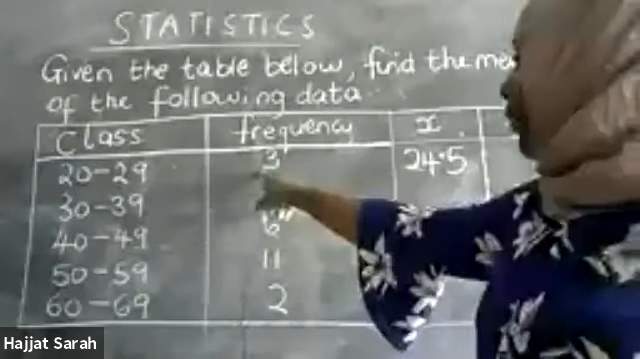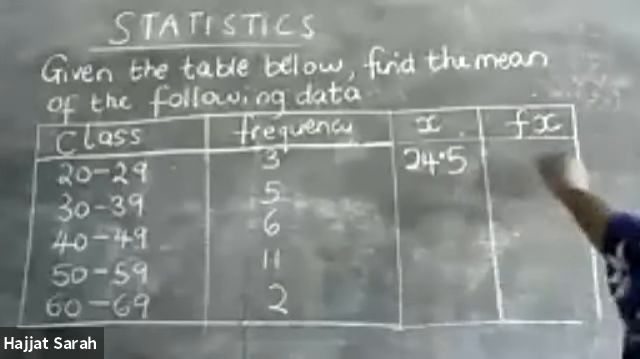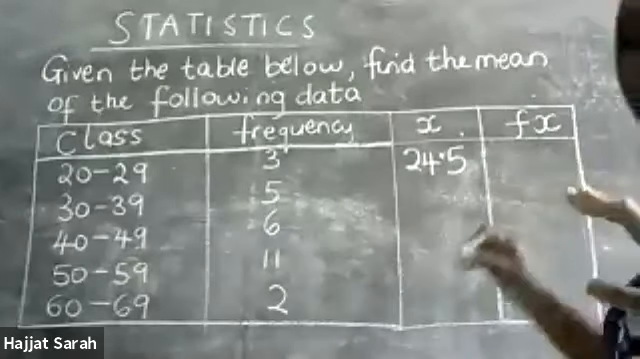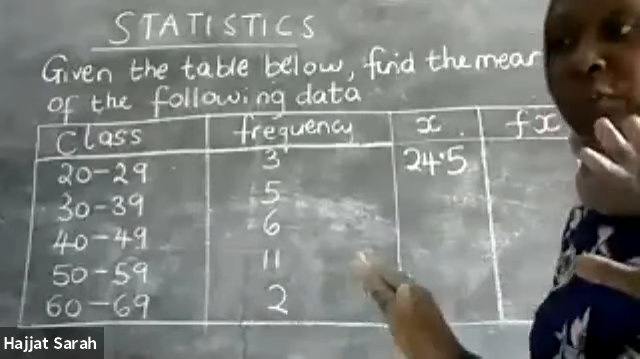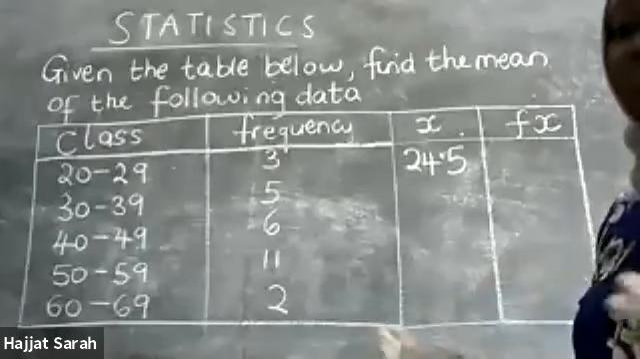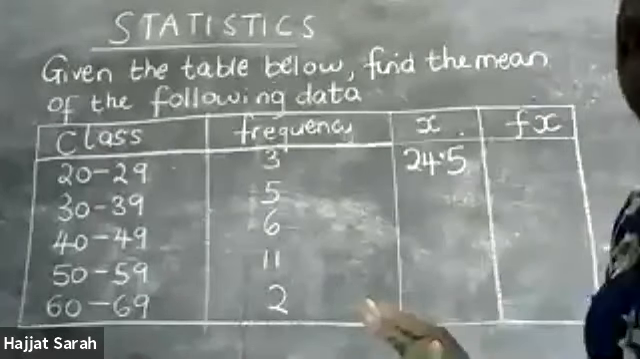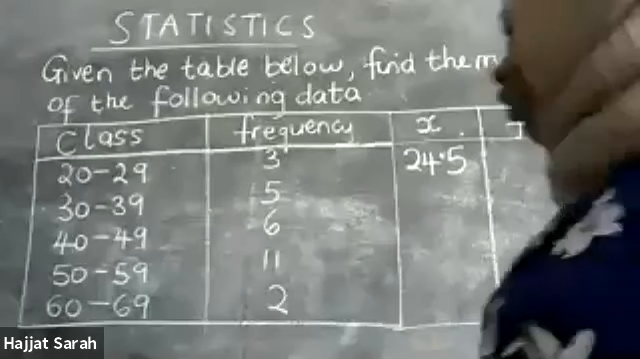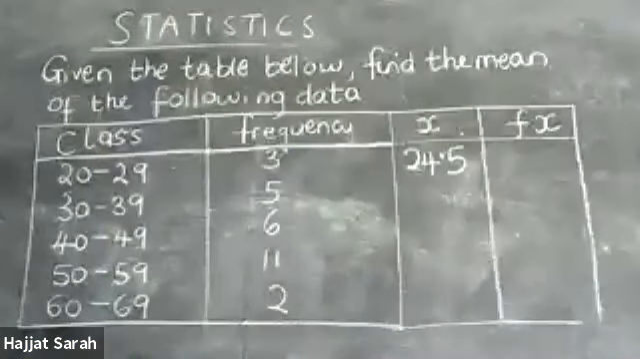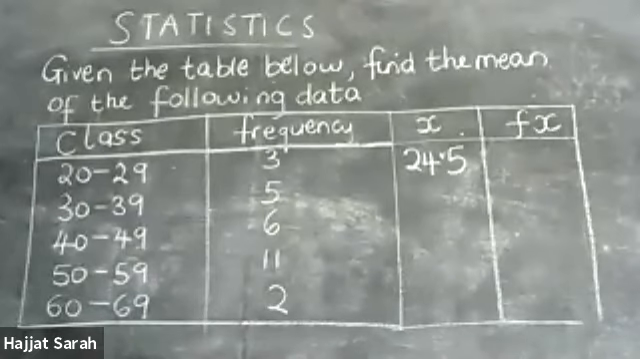Then you work out your fx. So it will simply be 3 times 24.5, and you get the value here. Please don't round off. Write the figure as it is. Okay? So can you complete this table and give me the mean? Don't round off any figure. Give your answers as they are. Complete the table, give me the mean.